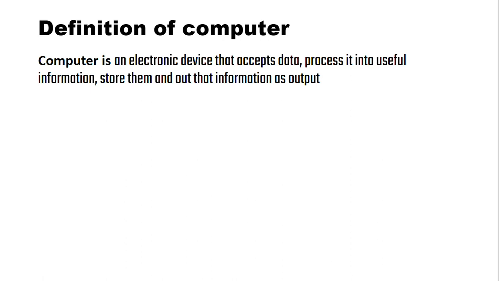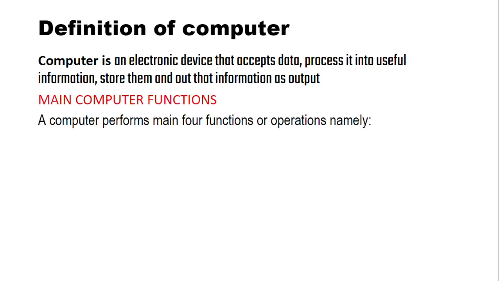It's an electronic device, meaning that it is a device that uses electricity, that accepts data, processes it into useful information, stores them, and outputs that information. So the main functions of a computer, we can get them from this definition.